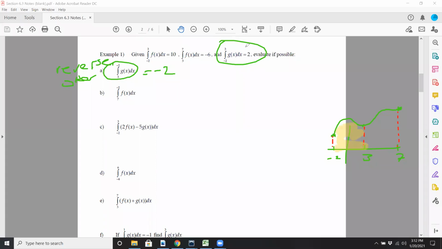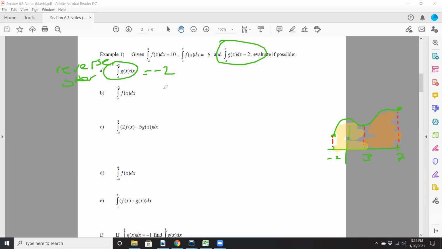Here's the area of the first region. Here's the area of the second region. Probably should have done more of a contrast. So obviously that's 10 plus -6. And actually, from 3 to 7 should be below the x-axis, but let's not worry about that.